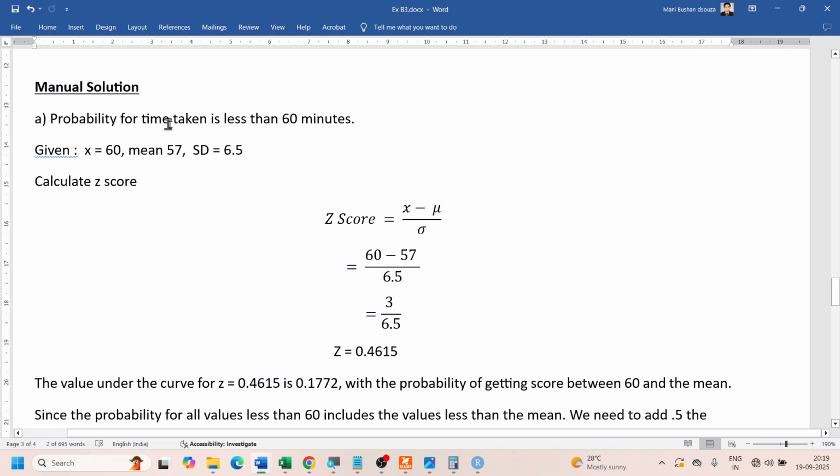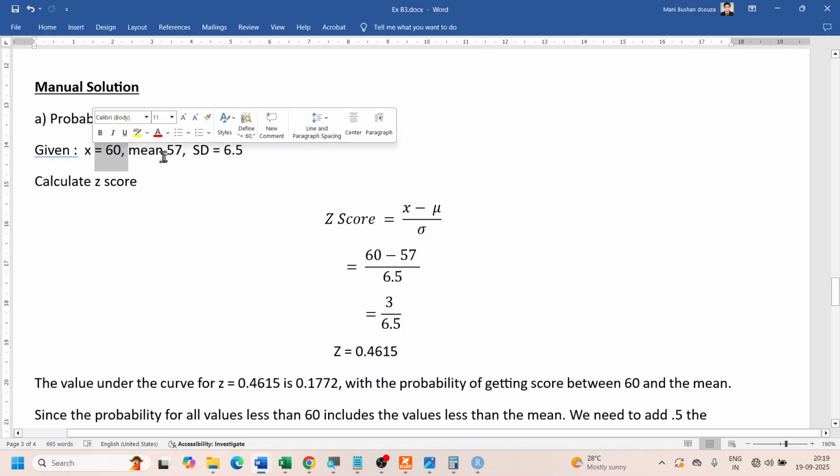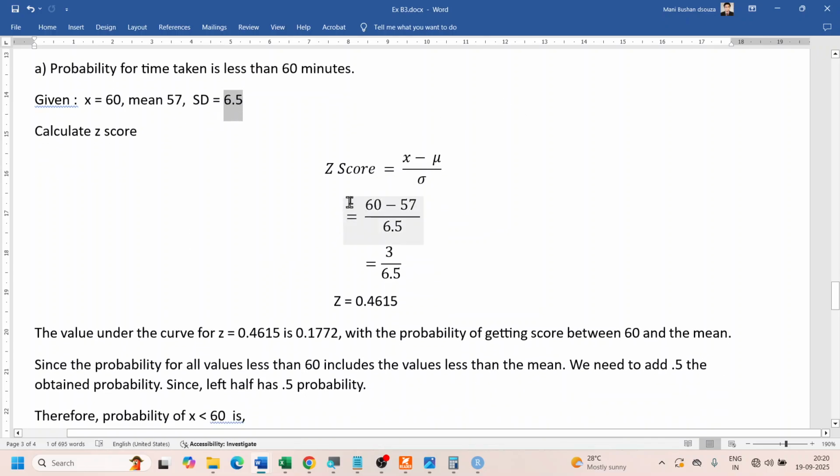So the first question is for the probability that the time taken is less than 60 minutes. So x is 60 here, the mean is 57 as given, and the standard deviation is 6.5. Let us calculate the z score for that. Z score is x minus the mean, which is 57, divided by the standard deviation, where sigma is for standard deviation and mu is for the mean. So you substitute the value: 60 minus 57, that is your mean, divided by the standard deviation, that is 6.5. So 60 minus 57 is 3.